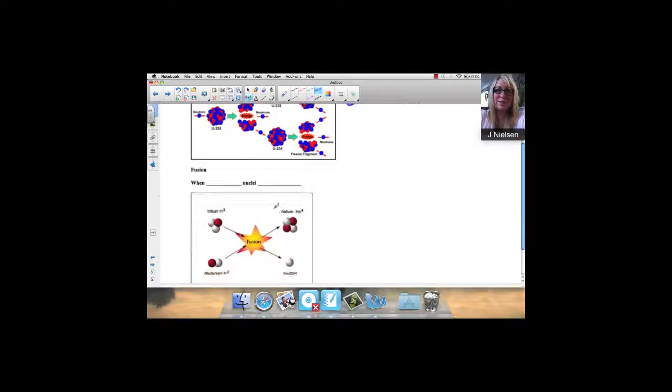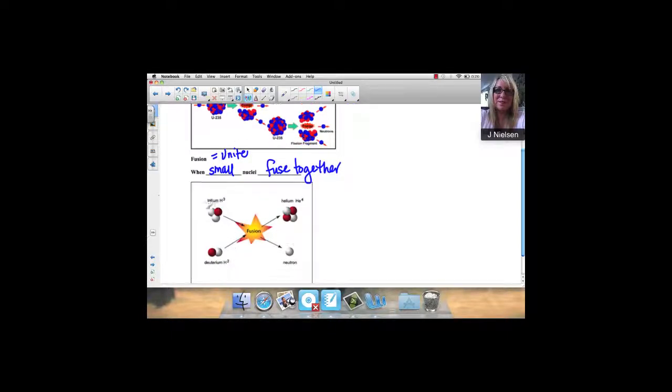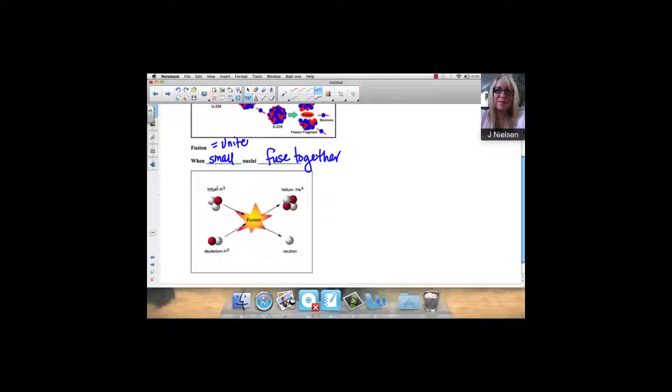In fusion, which happens in the sun, fusion, unite. So when small nuclei fuse together. So here you've got tritium, which is a hydrogen with a mass of 3, and a deuterium with a mass of 2. They unite and they produce helium, and in the process they give off a neutron.